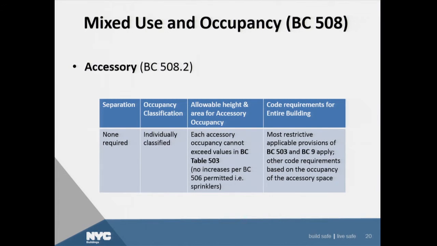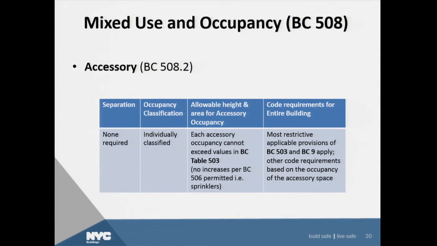But it cannot exceed the values in Table 5.3, meaning you're limited by the tabular limits in Table 5.3 of the 2014 code. And there are no increases allowed in area or height because of your accessory occupancies. You can't take credits for it. Your particular accessory occupancy must conform to Table 503.